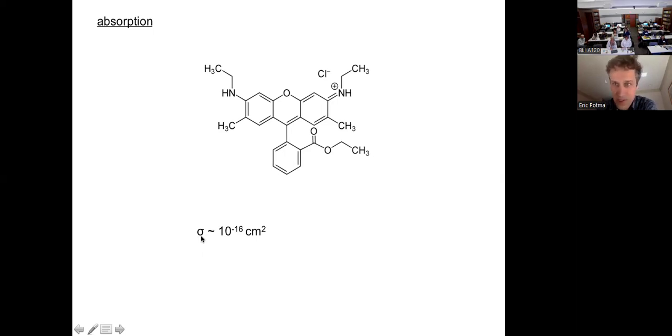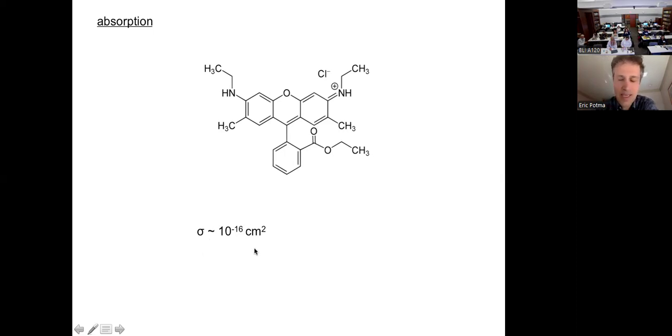That's the cross-section. That's the molecular absorption cross-section. And there's a number there. This is the number for rhodamine, 10 to the minus 16 centimeters square. That means it's an area. And so the unit of cross-section is indeed area.